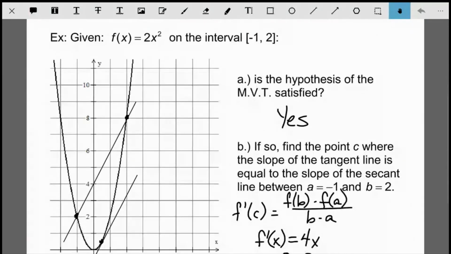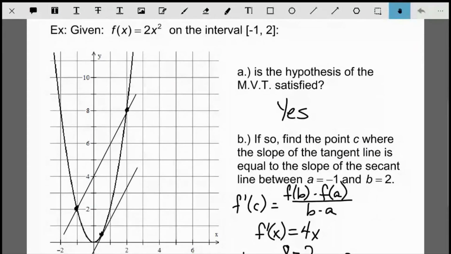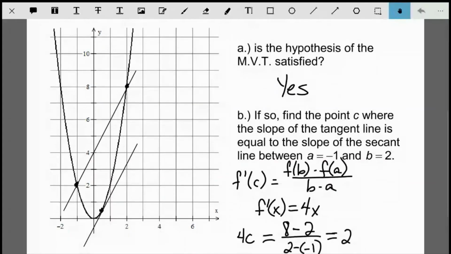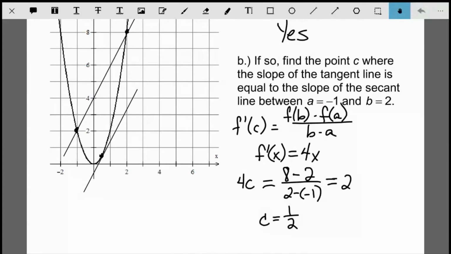So here's an example of the types of problems that you're going to see. It says, given f of x is equal to 2x squared on the interval -1 to 2, is the hypothesis of the mean value theorem satisfied? And the answer in this case is yes, because the function is continuous everywhere and differentiable everywhere. So it's definitely differentiable on the open interval -1 to 2, and it's continuous on the closed interval -1 to 2. Okay, so if that's true, find the point c where the slope of the tangent line is equal to the slope of the secant line on the interval between -1 and 2.